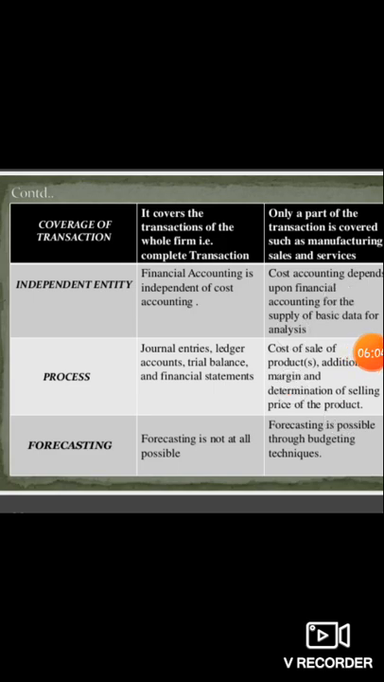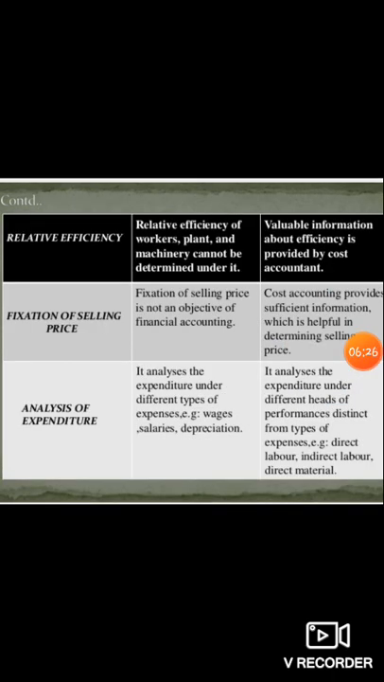Next is forecasting. Forecasting is not at all possible in financial accounting, but in cost accounting there is a possibility of forecasting, because the budgets and plans are prepared in cost accounting. So the techniques are followed for forecasting. The next difference is relative efficiency. Relative efficiency of workers, plants and machinery cannot be determined under financial accounting, but valuable information about efficiency is provided by the cost accountant.